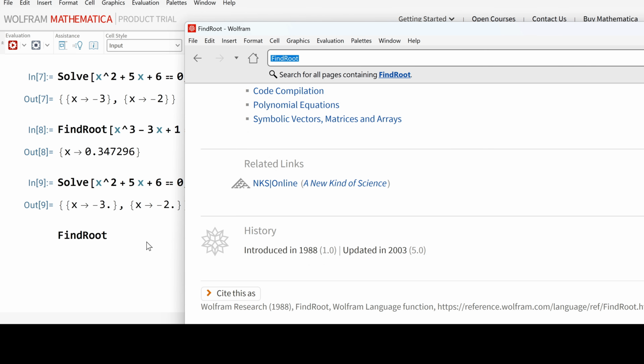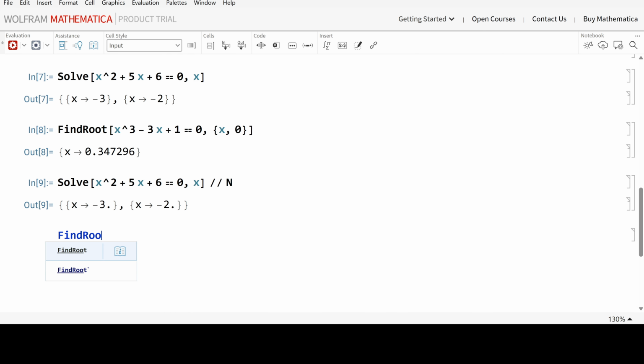Mathematica is case-sensitive, so always begin built-in commands with a capital letter. For example, Solve, FindRoot, or Integrate.